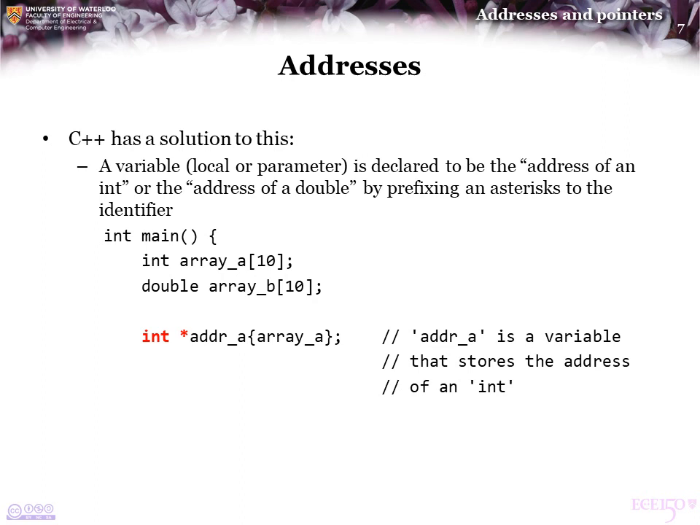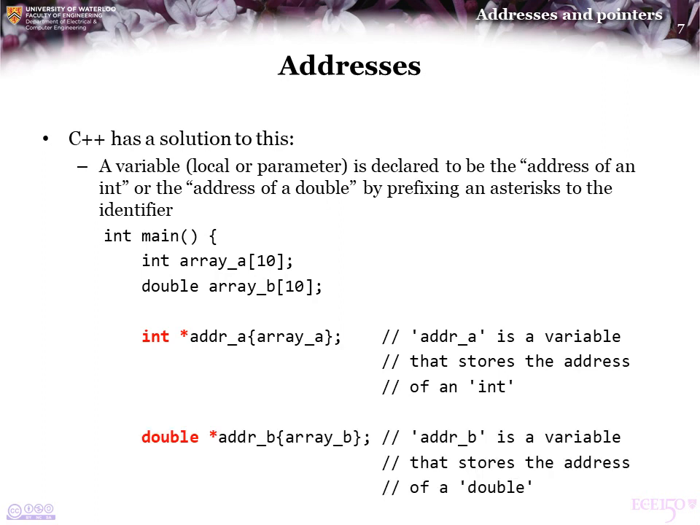Here we have address_A. Address_A is the name of the variable. That variable stores the address of an int. In this case, the asterisk is actually a unary operator. Just like the not operator, which appears before the identifier, here the star appears before the identifier, indicating that address_A is a local variable that is storing an address, in this case of type int. Here, address_B is declared to be the address of a double. In this case, address_B is being initialized, or its initial value is the address of the array_B.